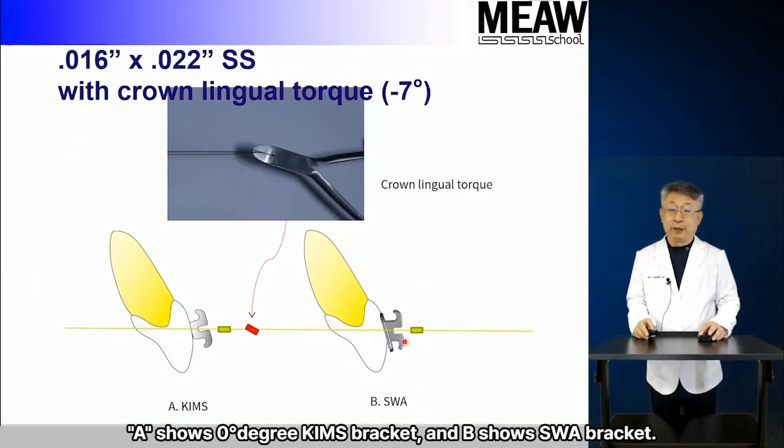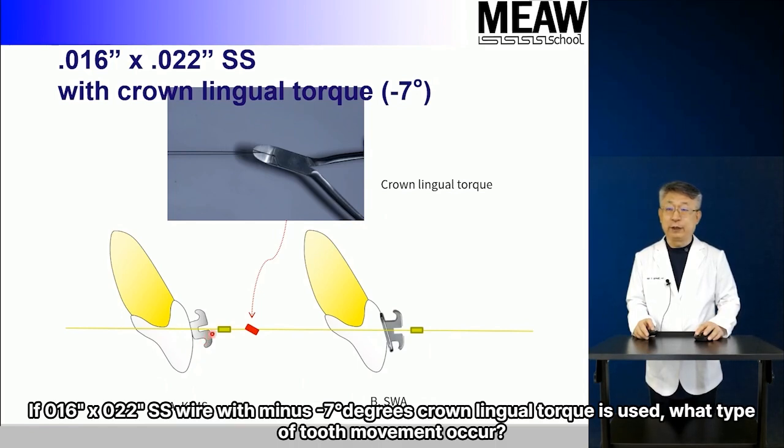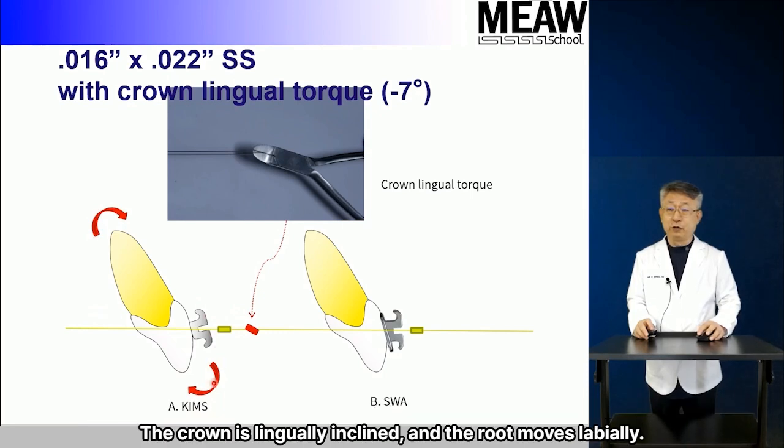A shows the 0-degree Kim's bracket and B shows the SWA bracket. If a 016 x 022 SS wire with -7 degrees crown lingual torque is used, what type of tooth movement occurs? The crown is lingually inclined and the root moves labially.